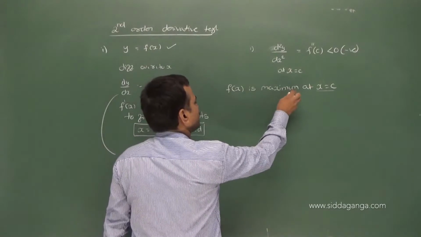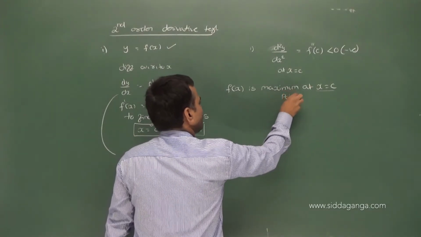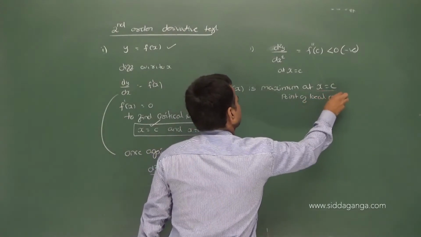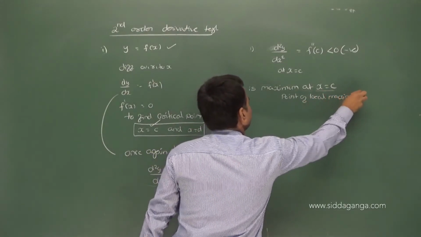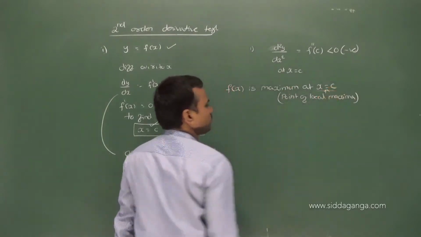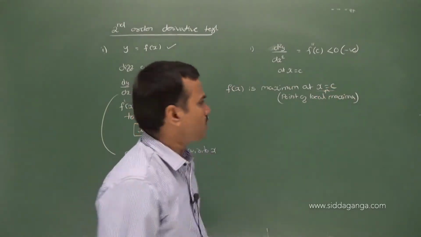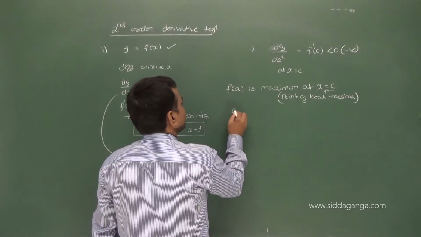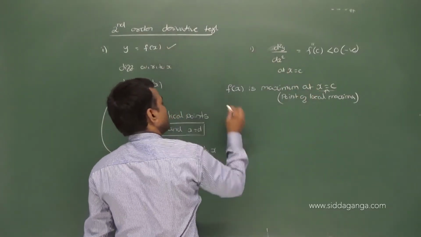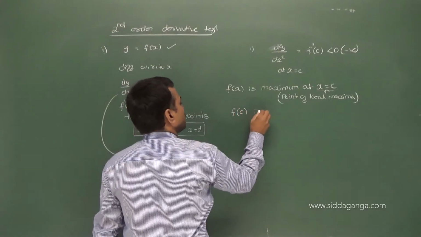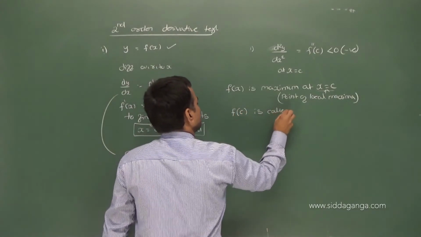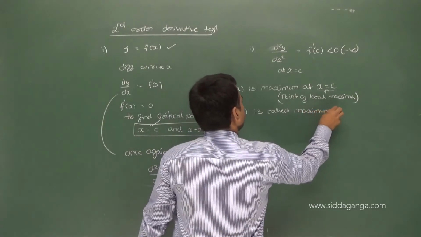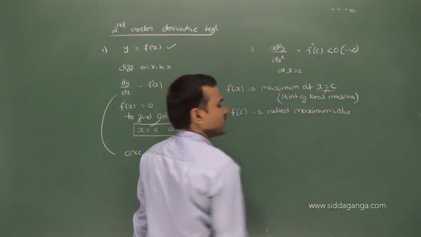Or else it is a point of local maxima. This point we call it as point of what? Local maxima. So we find the maximum value. What we do? We substitute x is equal to c in the function. F of c is called maximum value.